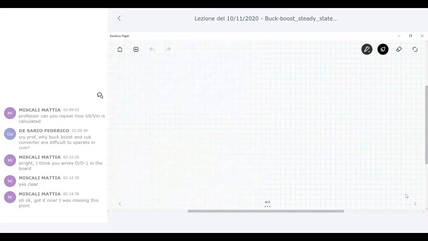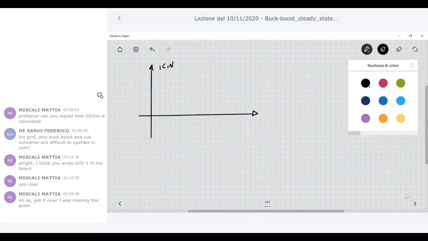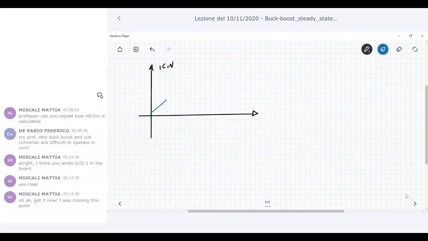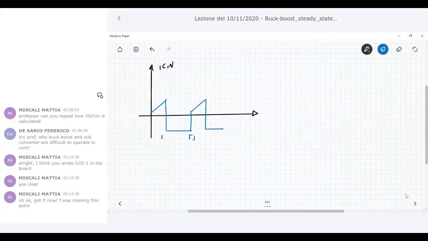So if you want to have a plot of this current, it is something like this. Yes, T on, etc., etc. Okay.